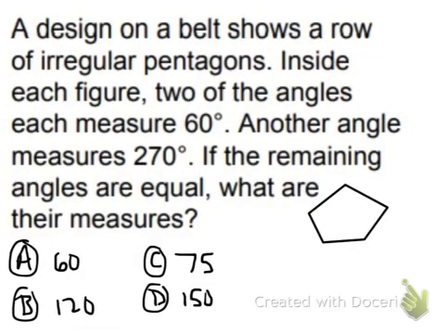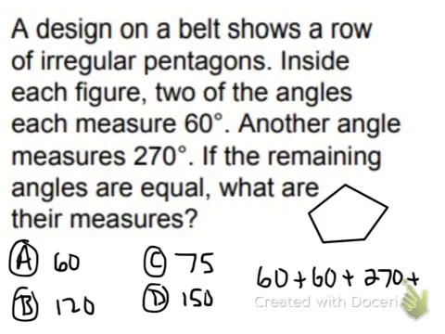Alright, this question reads, a design on a belt shows a row of irregular pentagons, which means it still has 5 sides, but they're not all equal. You can see here that this is a pentagon, but not an equal pentagon or a regular pentagon. Two of the angles measure 60 degrees. Another angle measures 270. If the remaining angles are equal, what are their measures?